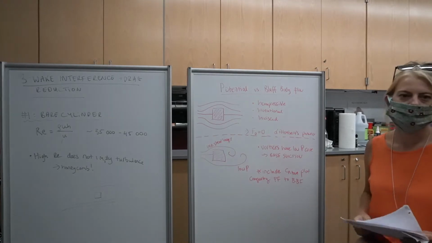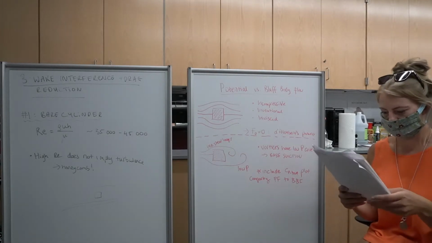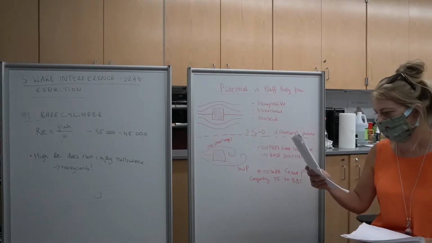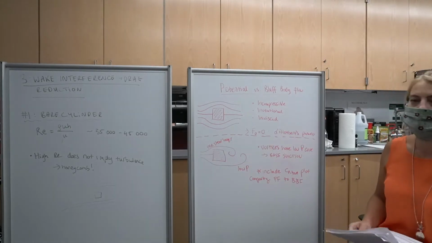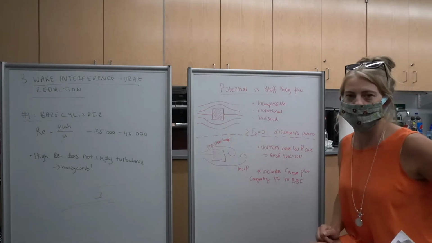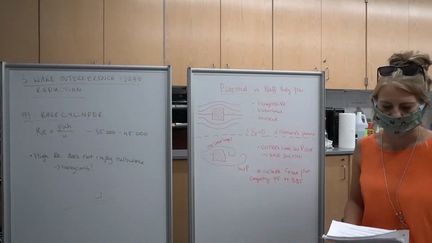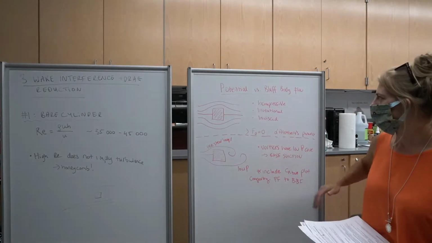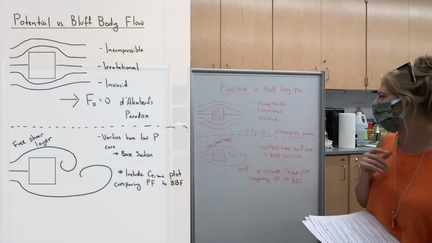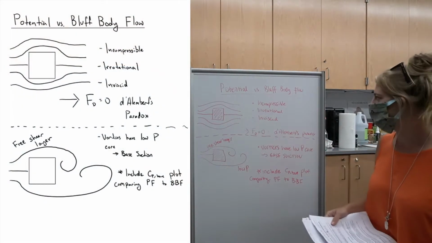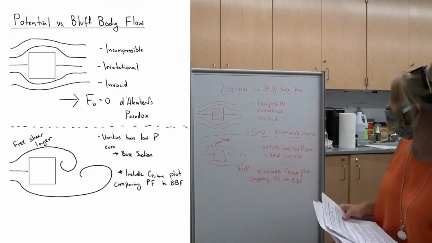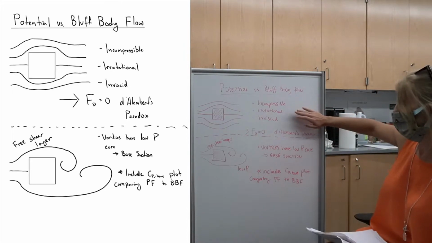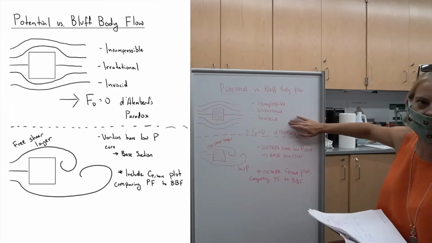So after you've calculated your Reynolds number, your handout then asks you to discuss real pressure distribution versus potential flow. So in this section, we recommend using diagrams to show the difference between potential and real flow. So if we first look at the potential flow over a square cylinder, if you recall, the assumptions of potential flow is that the flow is incompressible, irrotational, and inviscid.